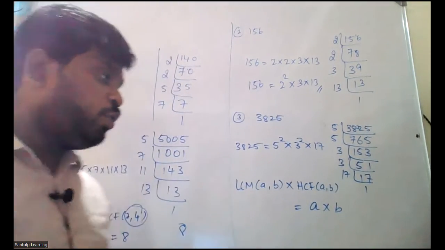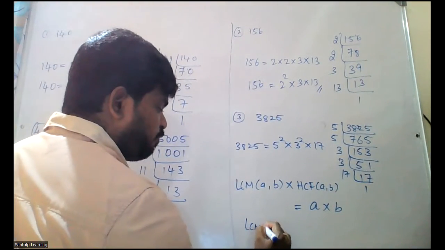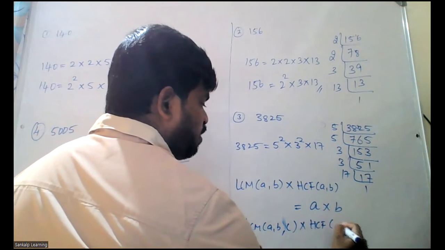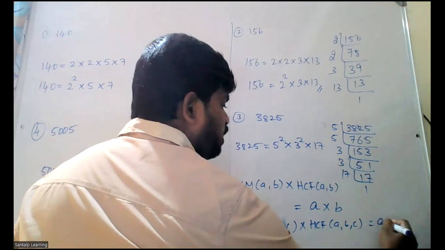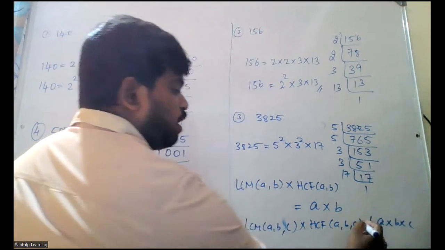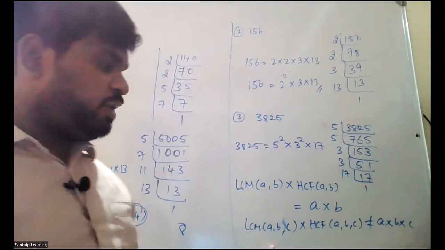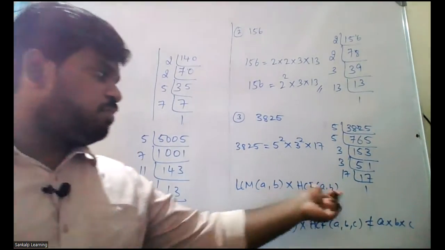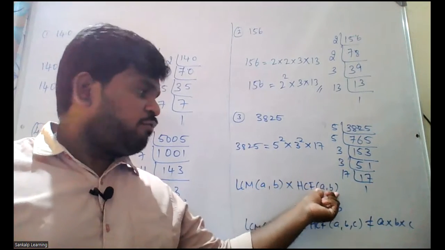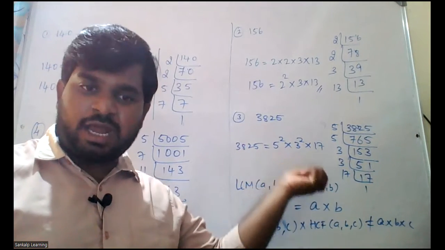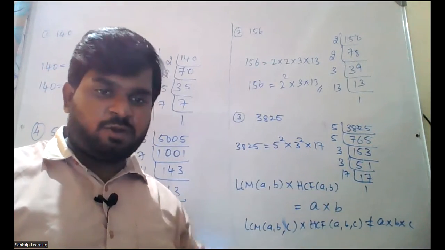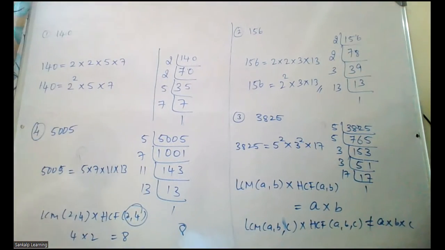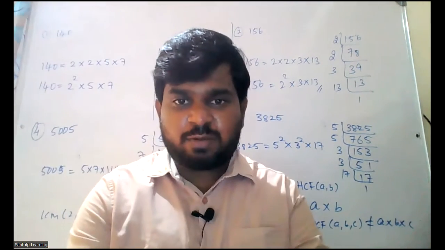This is applicable only for two numbers. You cannot do it for three numbers. LCM of A, B, C into HCF of A, B, C is not equal to A into B into C. You cannot do it like this. Only for two numbers, you find the LCM, find the HCF, multiply, and that answer will be equal to A into B, the product of the numbers itself. So we have to find the LCM and verify this relationship. Let's start with the first question.